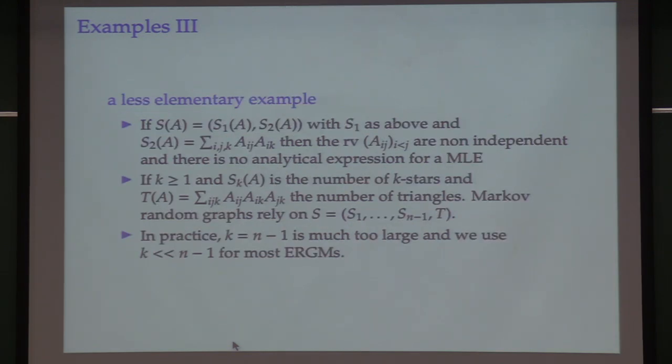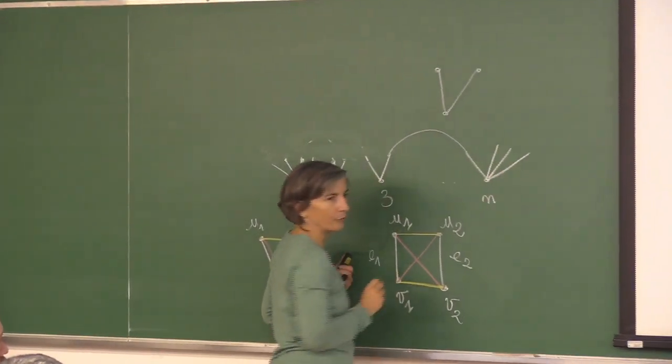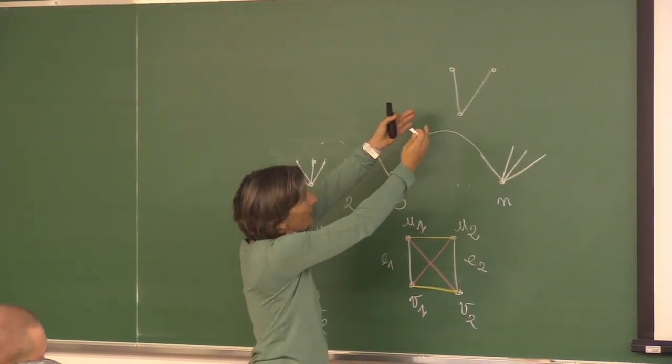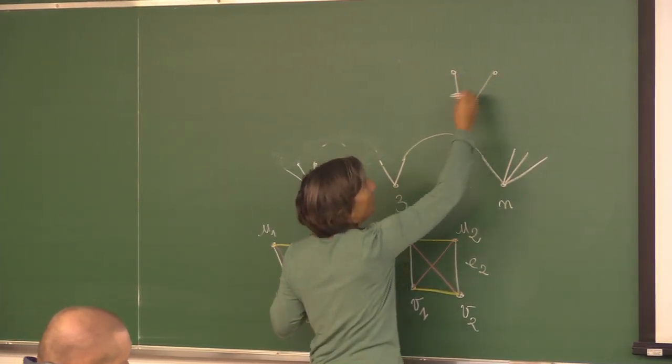Let's go to a less elementary example. If I consider S of A being the same as before, S1 is the sum of the A_ij, so the number of edges in my graph, and now I am adding S2, which is the sum of A_ij A_ik. So I look at all the triples that are connected. I look at how many objects like that I have in my graph, and I say nothing about that edge. It could be there or not.